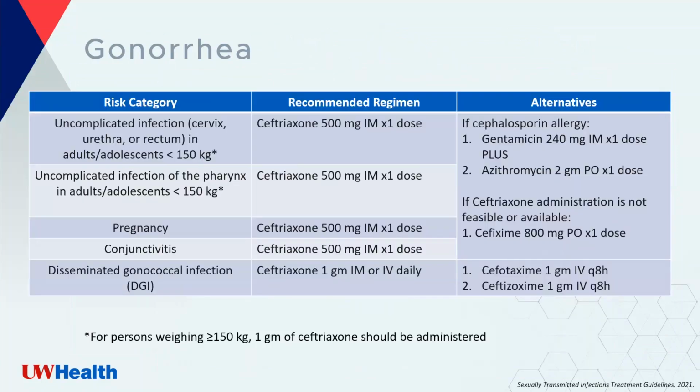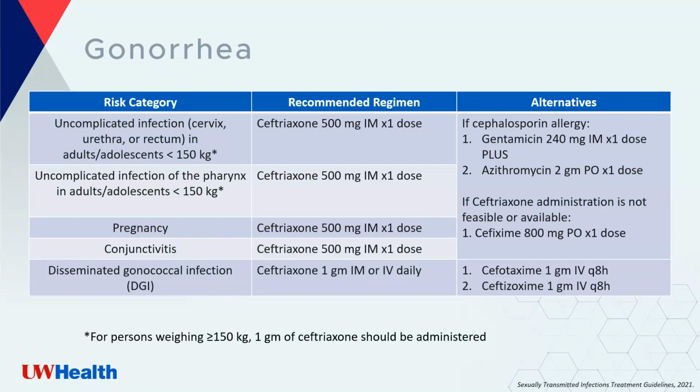So how do we treat gonorrhea? The treatment of choice for gonorrhea now is ceftriaxone given as a 500 milligram IM dose. And this is given for patients that are diagnosed with cervical, urethral, or rectal gonorrhea. The only time patients would be given a higher dose is if they weigh over 150 kilos, and they would be given a 1 gram dose of ceftriaxone.